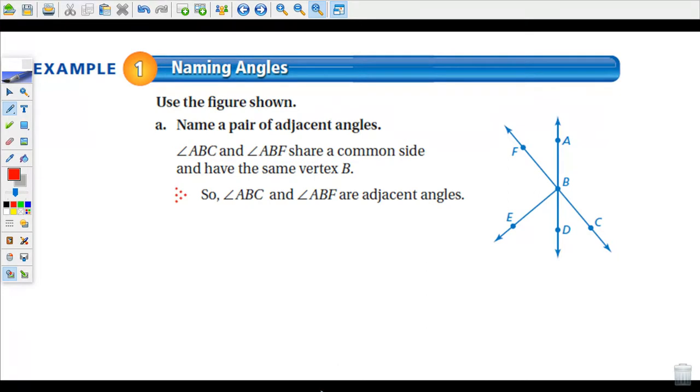Here's some more examples of adjacent angles. So in this diagram, a pair of adjacent angles are angle ABC, which is this angle right here, and angle ABF right here. So these are adjacent angles.